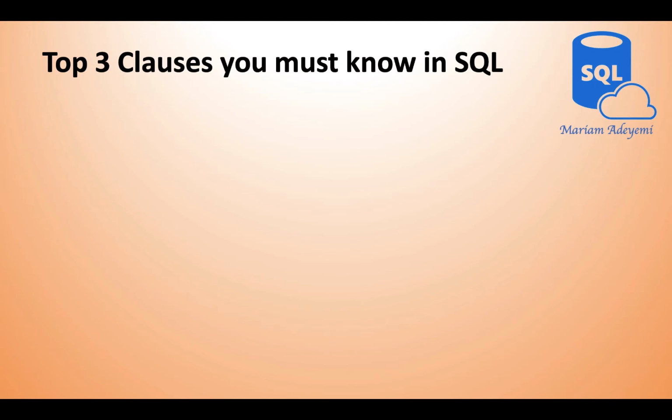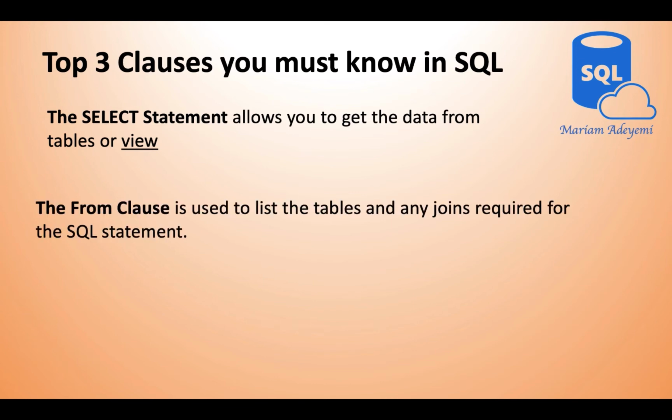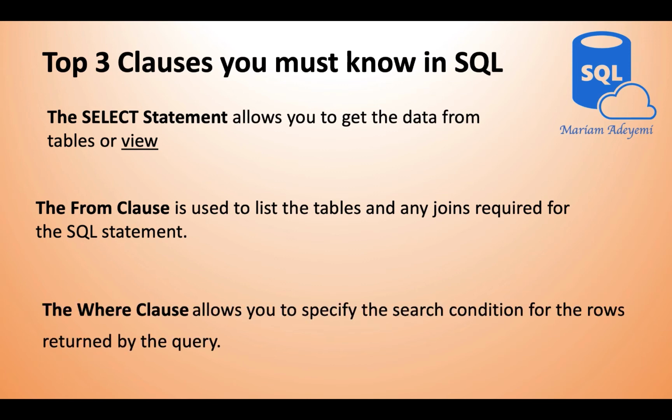Now, there are top three clauses you must know in SQL. Without these top three clauses, it might be difficult for you to run queries in SQL. The first one is the select statement. This is the most important, the most popular clause in SQL database management. The select statement allows you to get data from tables or views. The next one is the from clause, which is used to list the tables and any joins required for the SQL statement. And the third one is the where clause, which allows you to specify the search condition for the rows returned by the query.